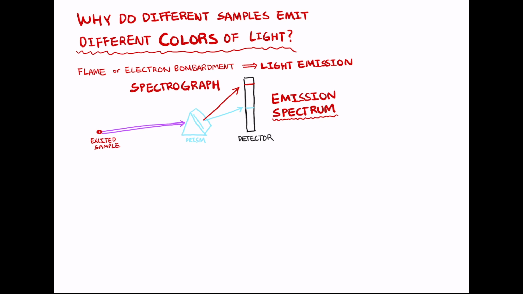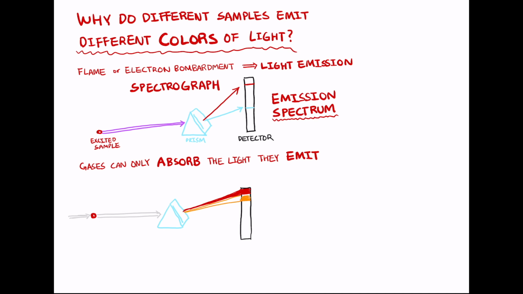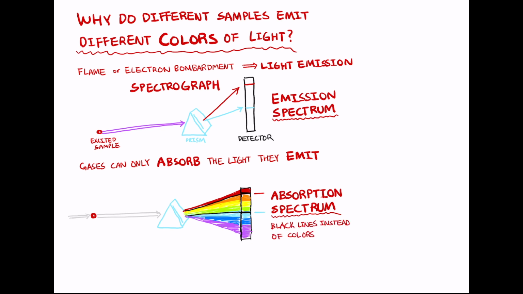An interesting thing to know is that gases only absorb the lights that they will emit. That is, if I lit the gas with white light, which contains all the wavelengths in the visible light spectrum, and sent the transmitted light into the spectrograph, I would see all the wavelengths in the visible light spectrum except for the two wavelengths of light seen in the emission spectrum. This is called the absorption spectrum of the gas. Because the two wavelengths were absorbed by the sample and were not allowed to transmit through, there are thin black lines instead of colors. The emission and absorption spectra of different gases are unique.